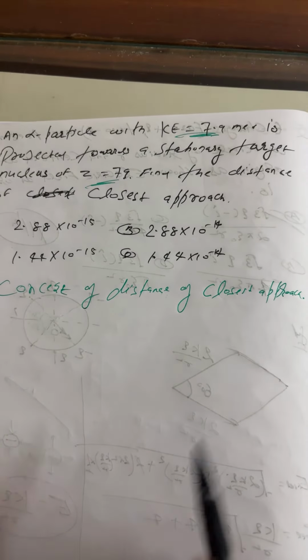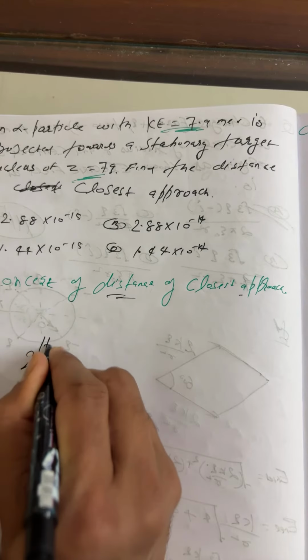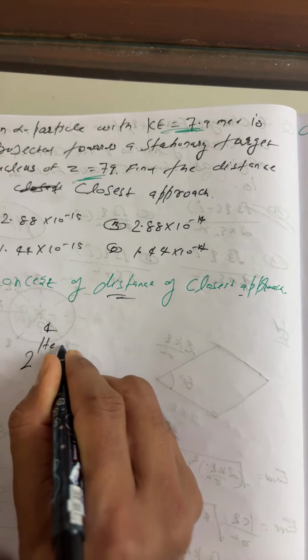So simple, beta, you can just make a detailed diagram here, because an alpha particle means a helium nucleus particle.